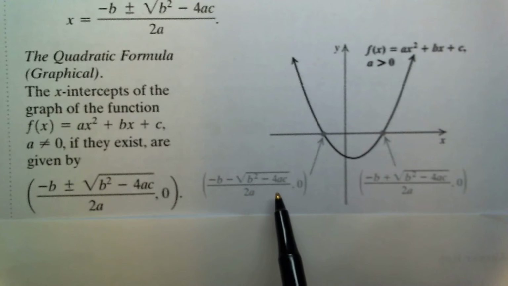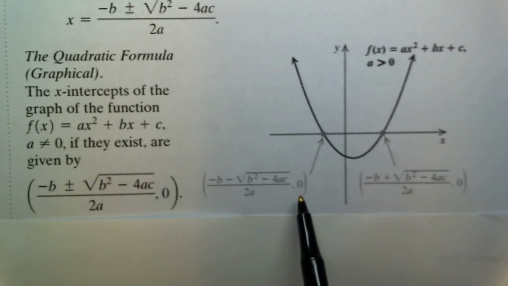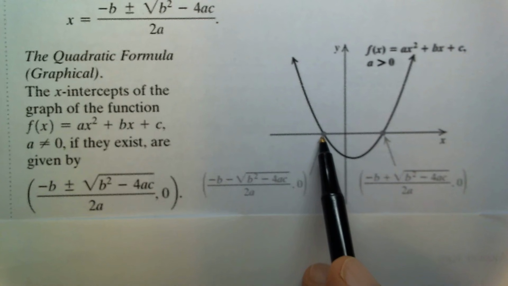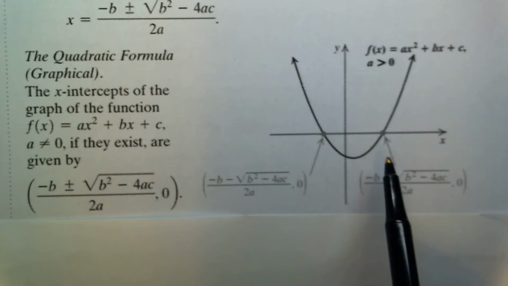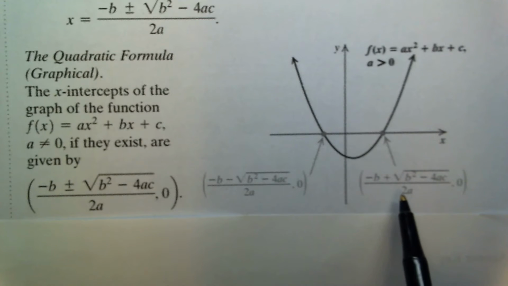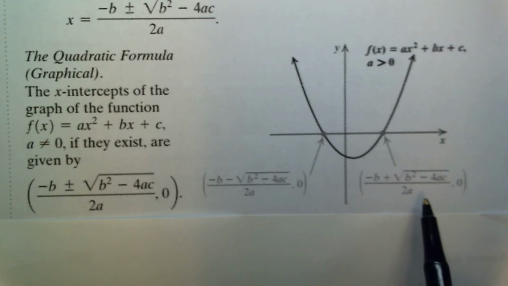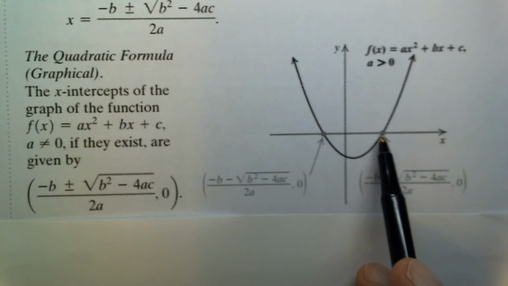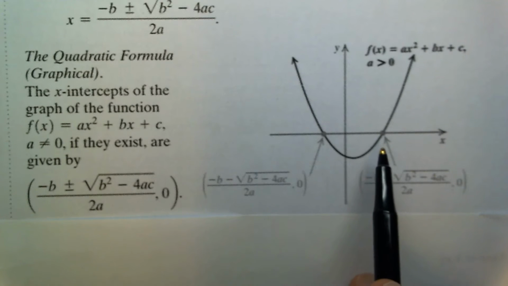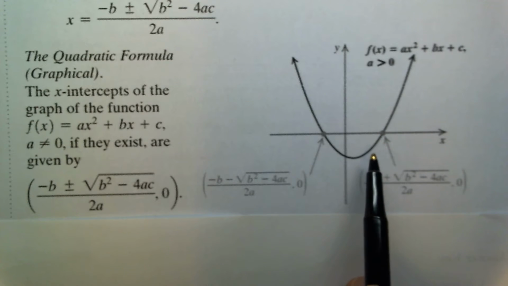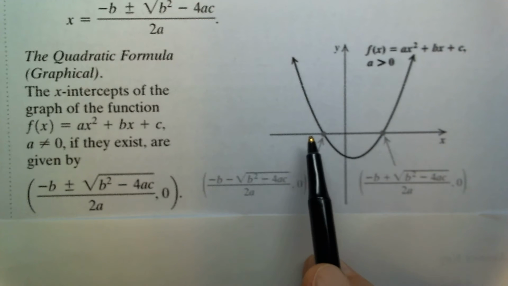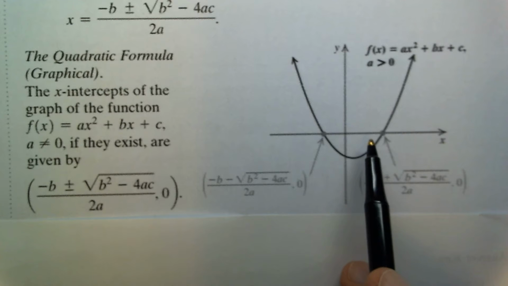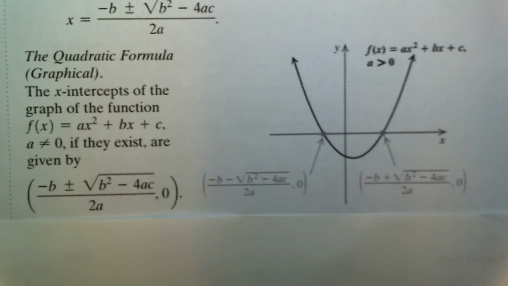And so if the intercept exists, and there are cases where they don't, then we have minus b minus the square root of b squared minus 4ac divided by 2a, comma 0 as the x-intercept here on the left, and then minus b plus the square root of b squared minus 4ac divided by 2a, comma 0 would be the other x-intercept. So that's the graphical connection. Most people are visual, so that might help you visualize what we're doing here when we solve quadratic equations.